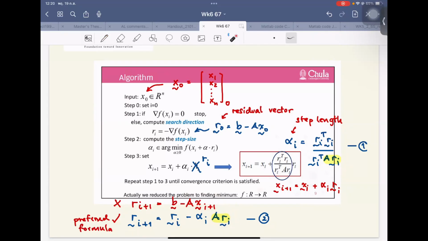You can use the other one, but it's not convenient because with the new value, you have to calculate the product to get the new search direction. But here you just subtract. This is known, right? You just subtract r by this product that you calculated when you determined the step length.